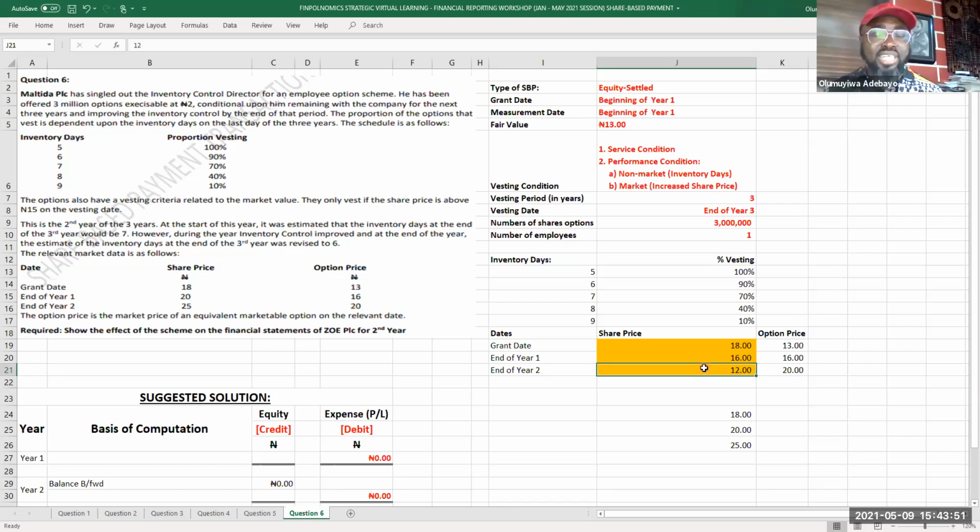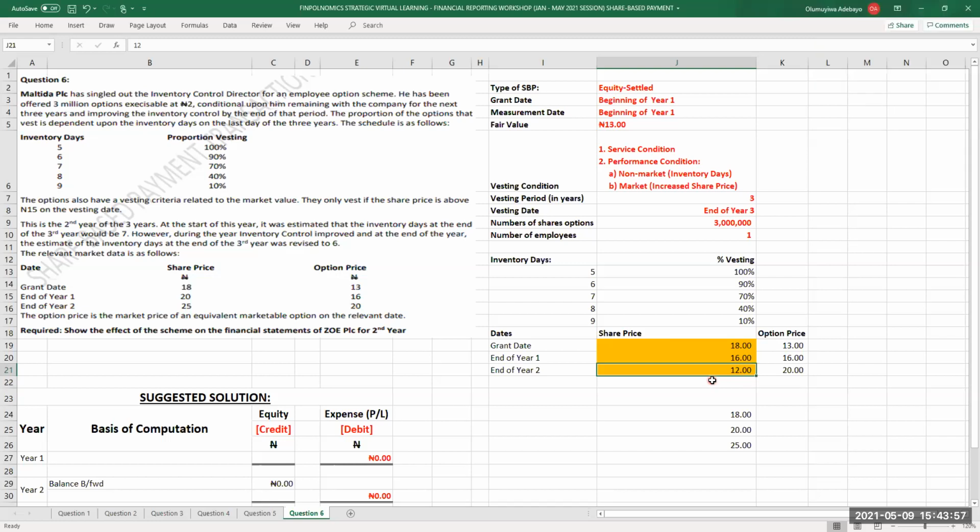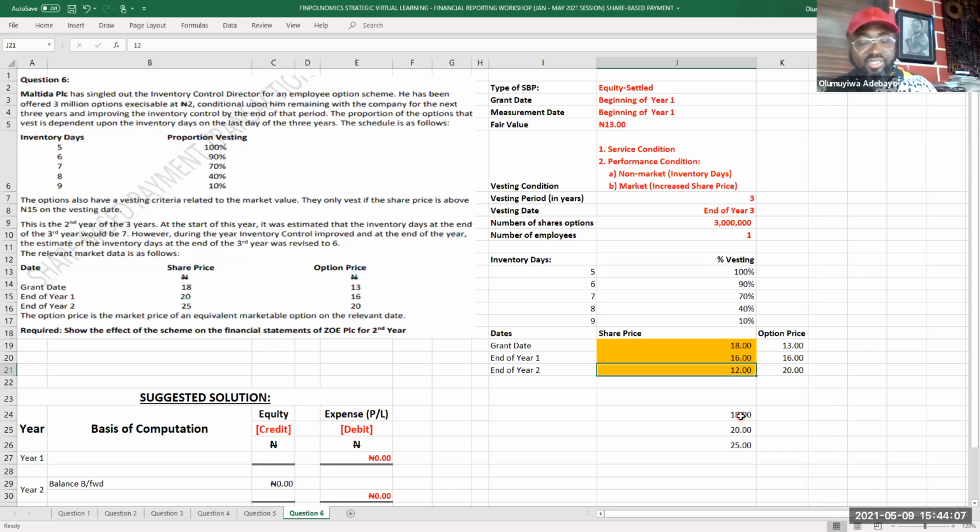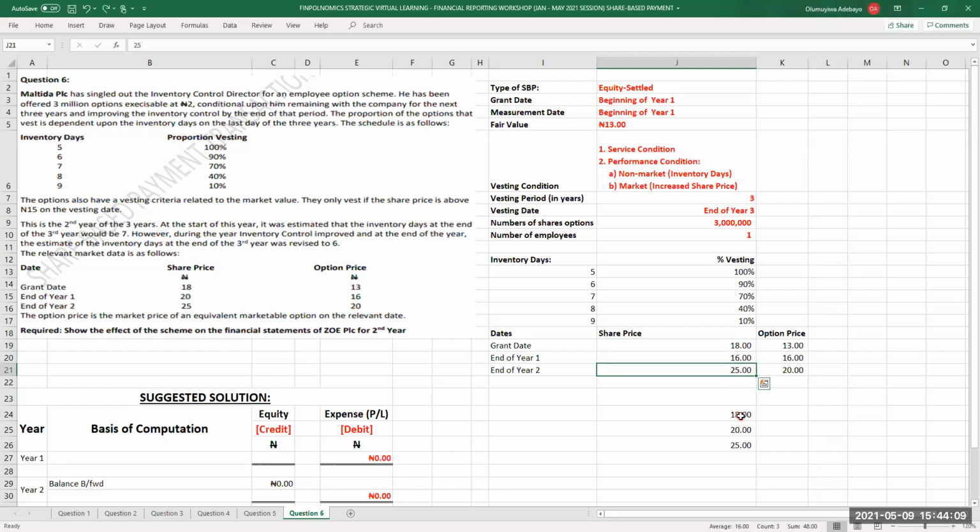Okay, let me go to it now. And now, if it is 12, 10, or 8, what will you do? If it gets to that 10 or 8, in that case I have a good reason to recognize the expense, and the equity that has been provided for.